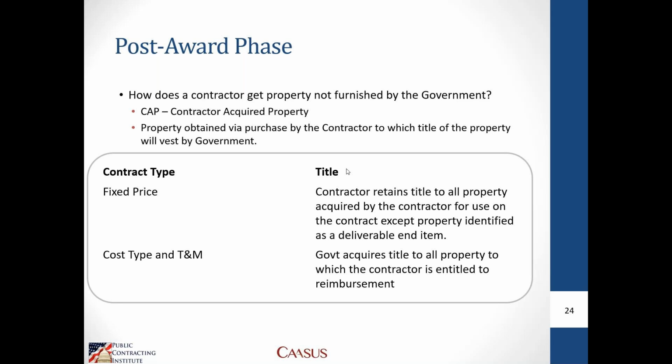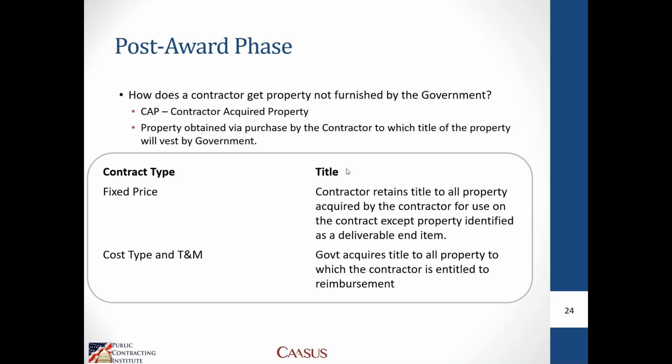And the property will always be the property of the government at the end of the contract on those cost CLINs, or those reimbursable CLINs, to which a contractor is entitled to reimbursement. On fixed price contracts, it's a little bit different. Fixed price contracts, by nature, you're only going to get a fixed amount of money for that particular contract, and the risk of performance falls upon the contractor. Whereas on reimbursable contracts, the risk of performance falls more squarely on the government.